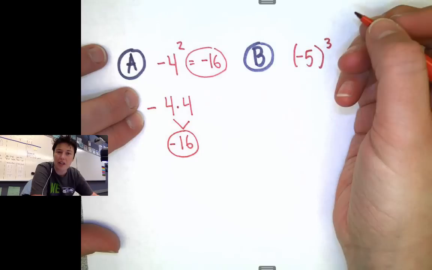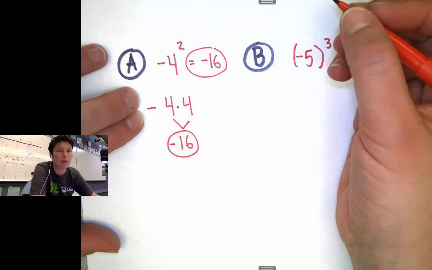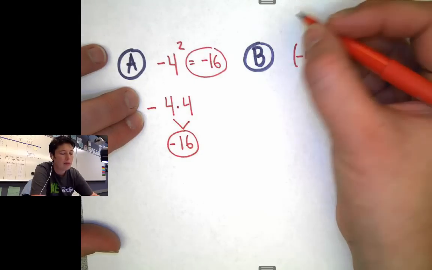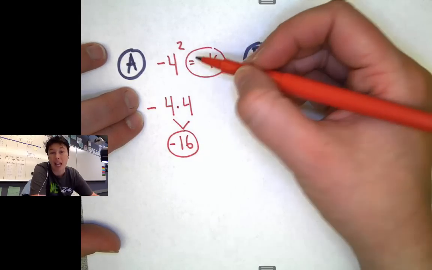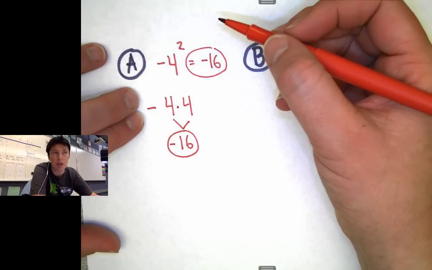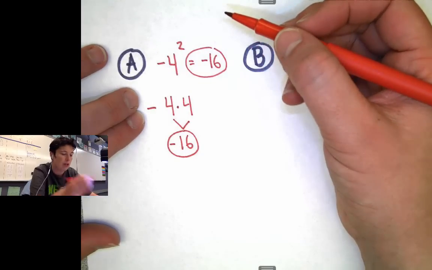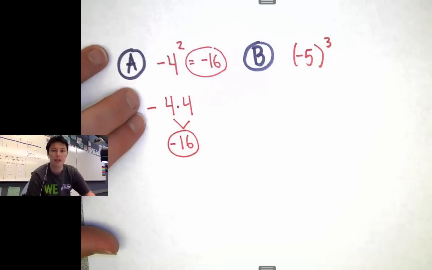How'd you do? Did you get it right? Did you get the negative sign? Probably you got the 16. Sometimes people accidentally do 4 times 2 and they say 8. They make the mistake of multiplying instead of squaring, so be cautious of that. And then here's the second problem.